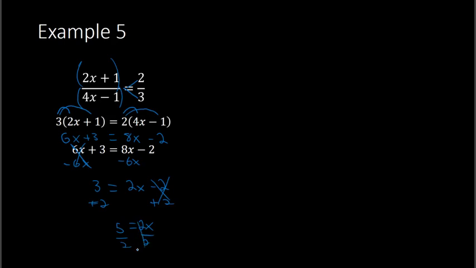The 2's will cancel. I have x equaling 5 over 2. And that is equal to 2 and 1/2. So my final answer is x equals 2 and 1/2.